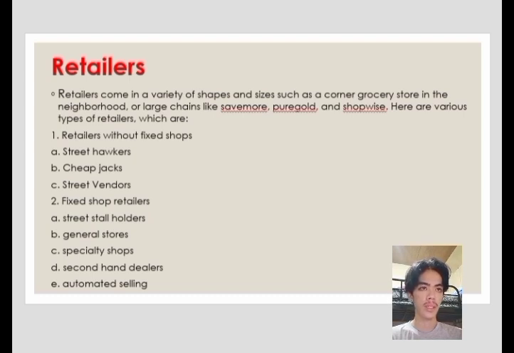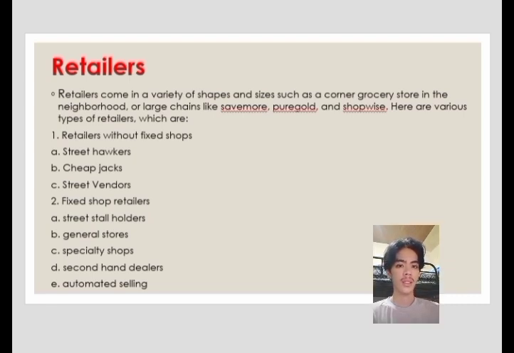Third is specialty shops. Specialty shops sell a specific range of products. These shops do not deal in all kinds of goods. Simply they sell only one line of goods such as books, leather goods, toys, watches, electronic goods.